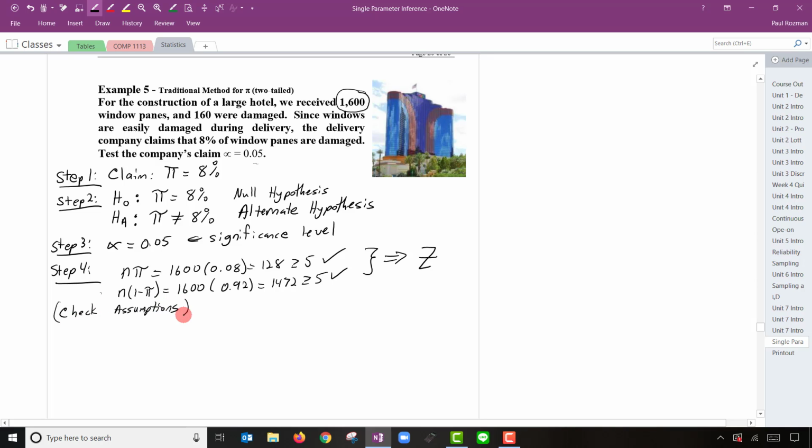If you're trying to annotate what the steps are: Step 1 is write down the claim. Step 2 is set up your alternate and null hypotheses. Step 3 is set the significance level. It's generally given. Step 4 is check your assumptions. Step 5, we finally get to start doing some real math. We calculate the test statistic.